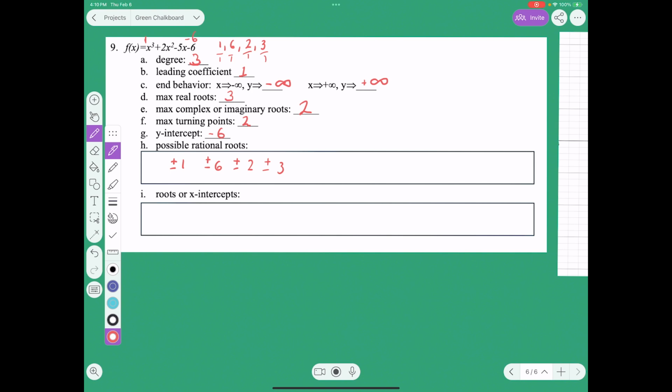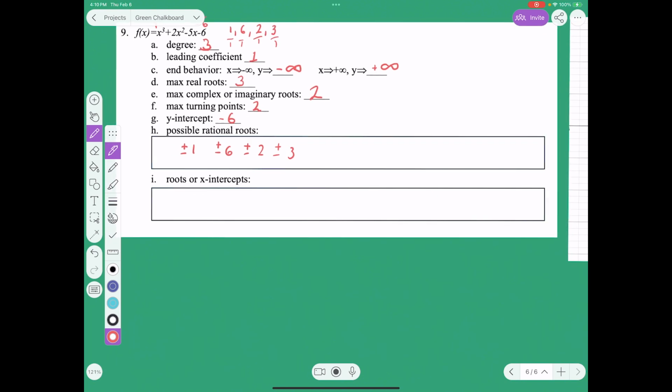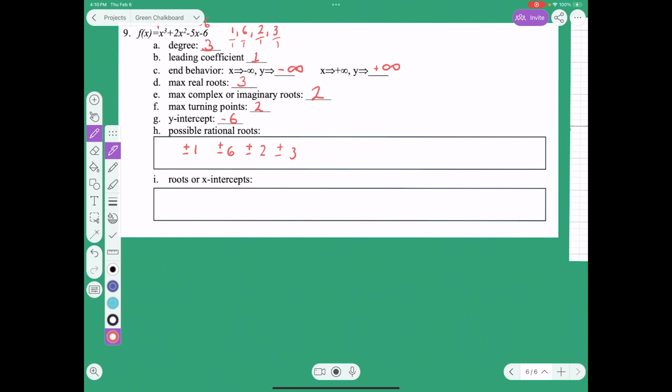Okay, now we have to look at our roots or x-intercepts. We want to figure out what those are. And that's going to be, hey, what values of x? So if I have x cubed plus 2x squared minus 5x minus 6, what values of x would give us 0? Those would be all of our roots. And we could have up to 3 in this case.